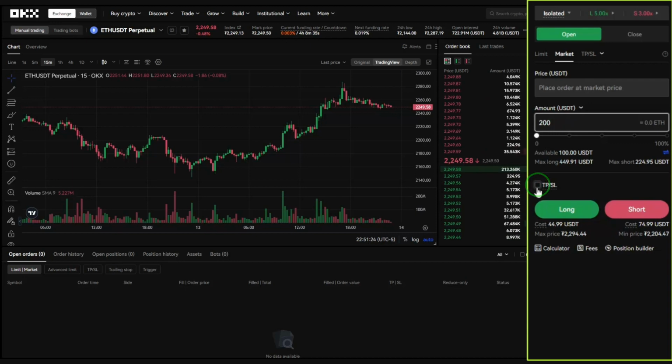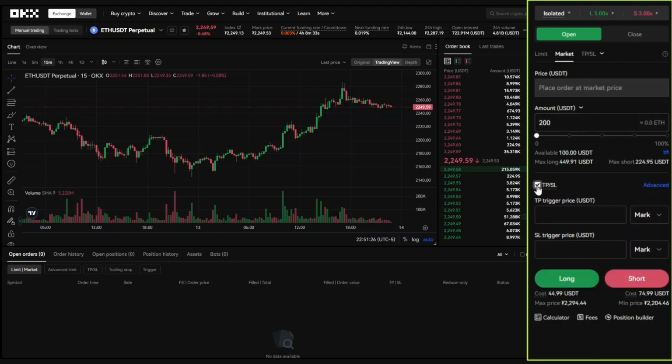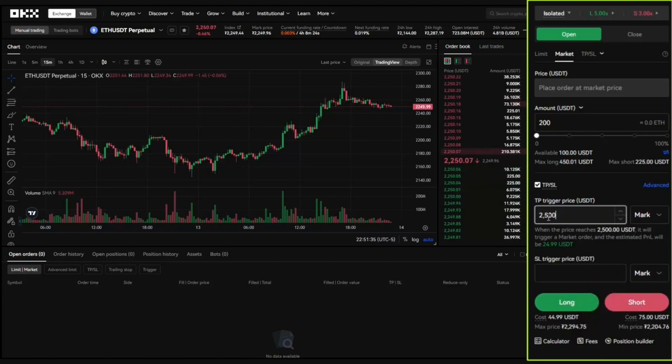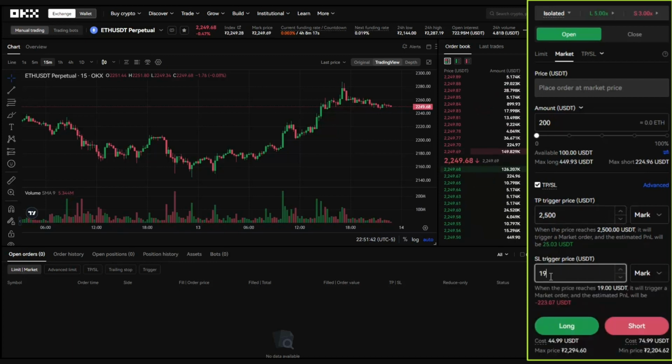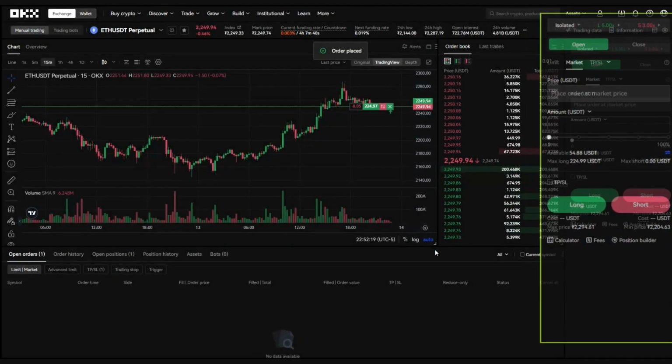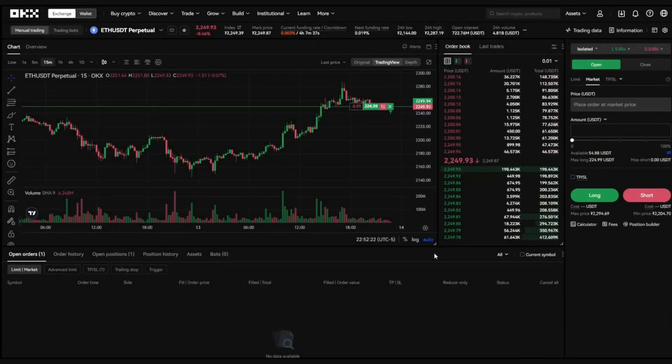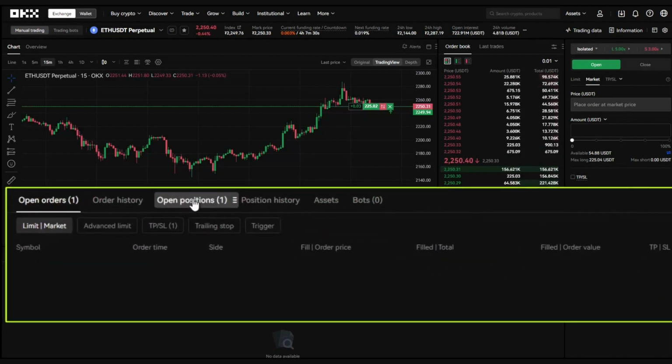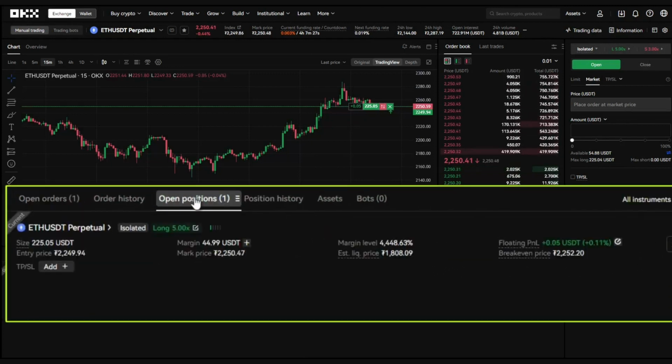By selecting this box, you configure the take profit and the stop loss. Always remember to activate it so that you can have greater control over your trades. I am going to place $2,500 as take profit, and as a stop loss $1,900. This is just an example. I confirm, and that's it. By using the market price, the operation was executed automatically. Below you will find all the information about the trade.